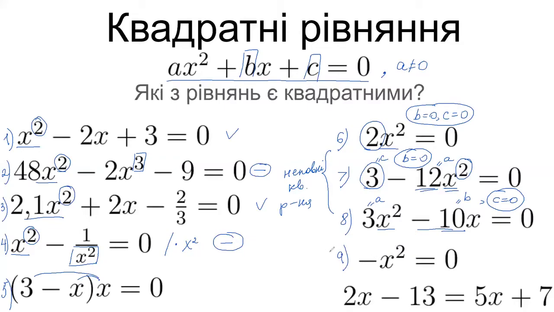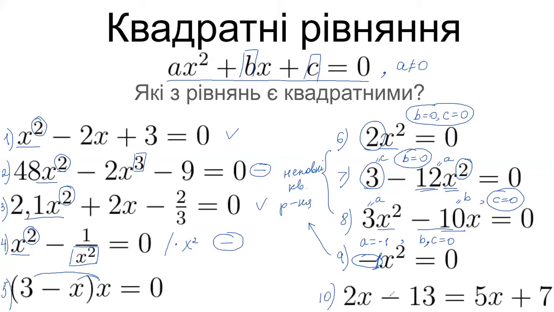Let's see 9 minus x squared equals 0. It's also a quadratic equation, an incomplete quadratic equation, yes. But what is your coefficient a here? Can it be minus? No, it can't be minus. To be honest, your a here equals negative 1, because negative 1 times x squared gives you negative x squared. So here your b and c both equal 0. It looks like 6, yeah?